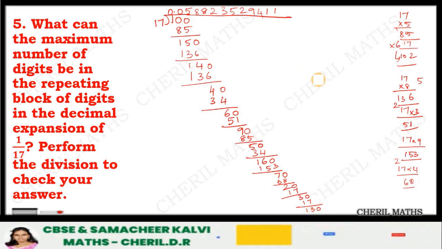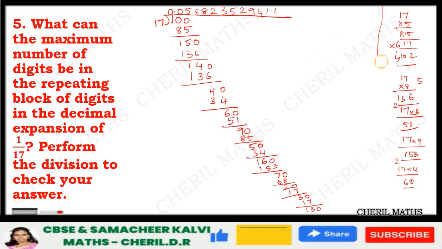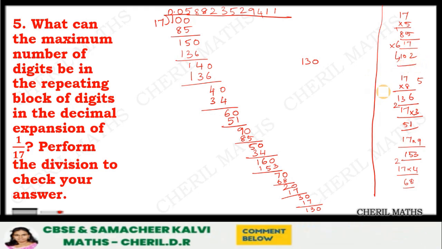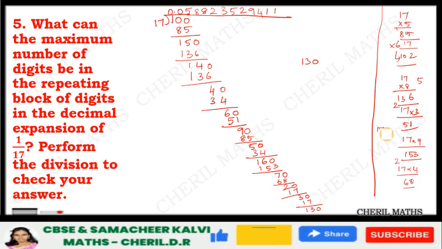So now let me start with 130 here, since we don't have much space there. I'm just doing it here. So if it's going to be 130, what is the number? I have 136 for 8 times, so that is not possible. So I'll have to do it by 7 times. So 17 into 7 is 119. So I'll get 7 times.